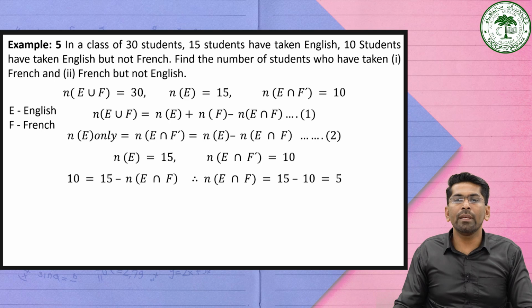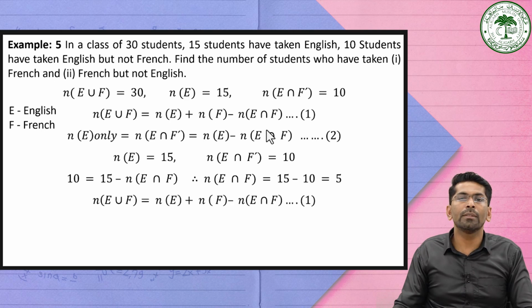Now, by using this given information, we can solve equation number 1, that is the number of elements in E union F is equal to the number of elements in E plus the number of elements in F minus the number of elements in E intersection F. So here, what information is given?